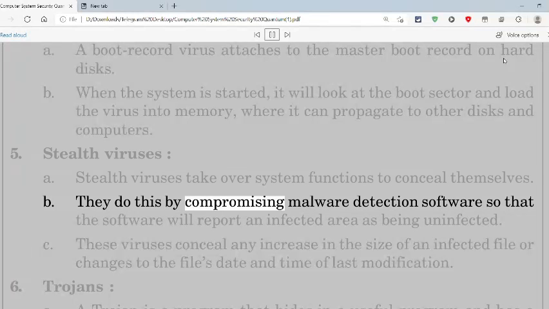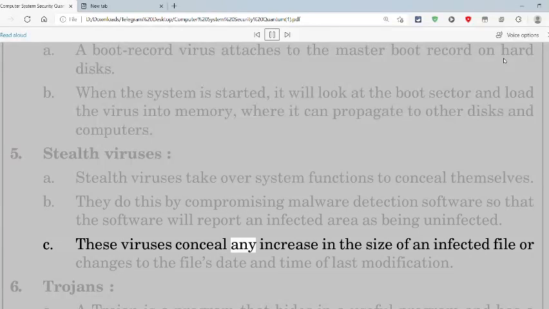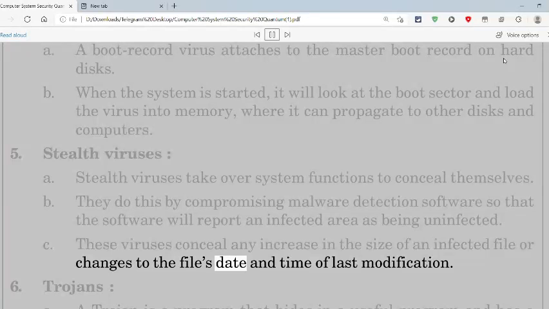B. They do this by compromising malware detection software, so that the software will report an infected area as being uninfected. C. These viruses conceal any increase in the size of an infected file or changes to the file's date and time of last modification.